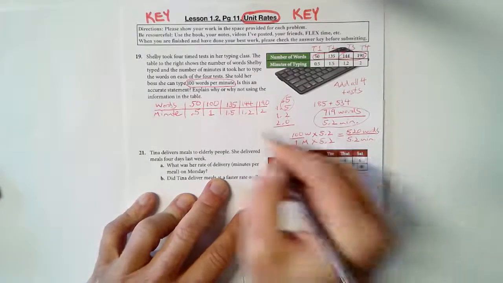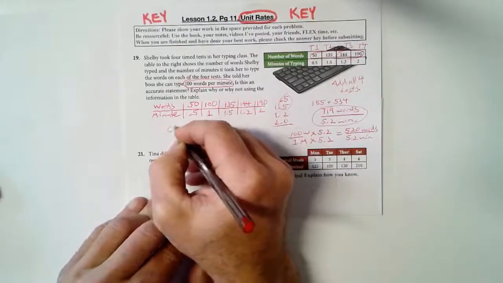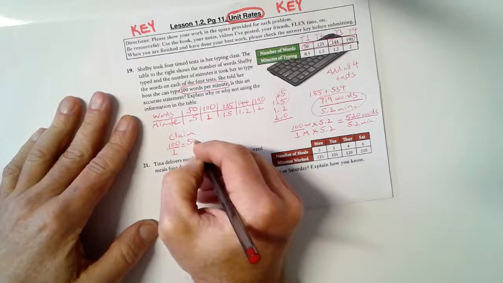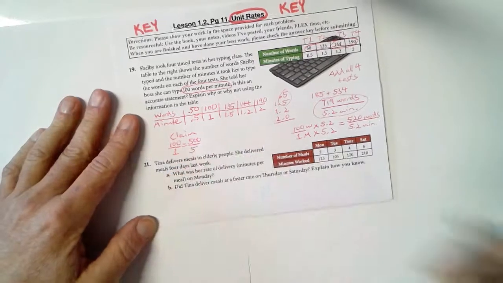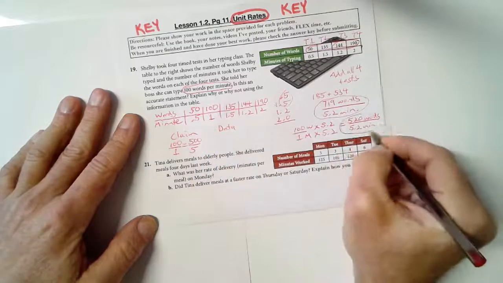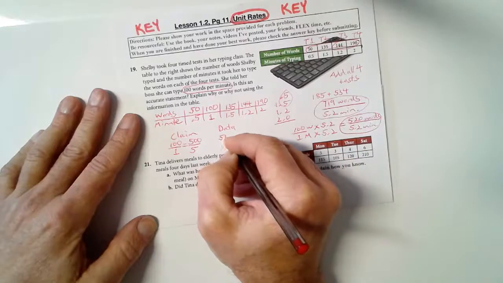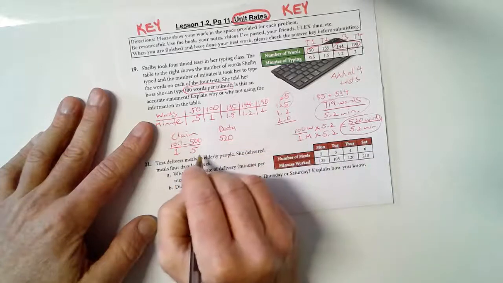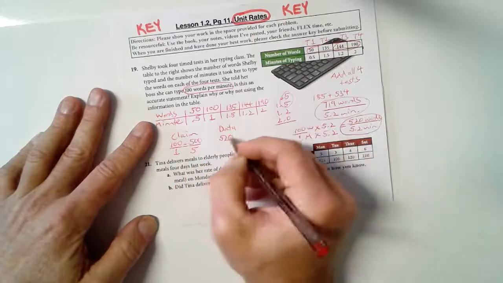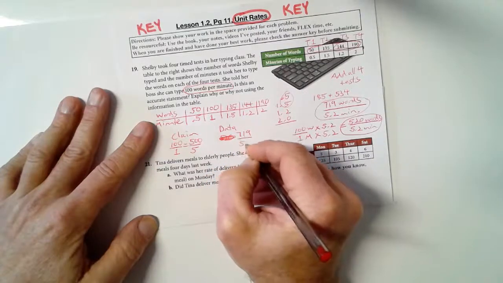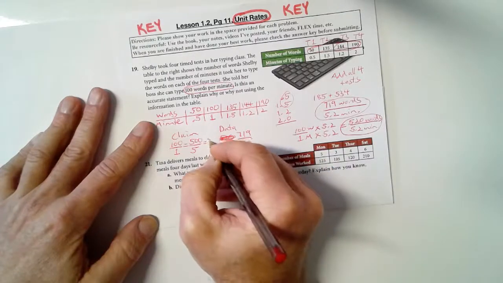So this is her claim, 100 words per minute, which is the same as 500 words in 5 minutes. The data tells us over here that she actually did 520 words. No, she did 719 words in 5.2 minutes.